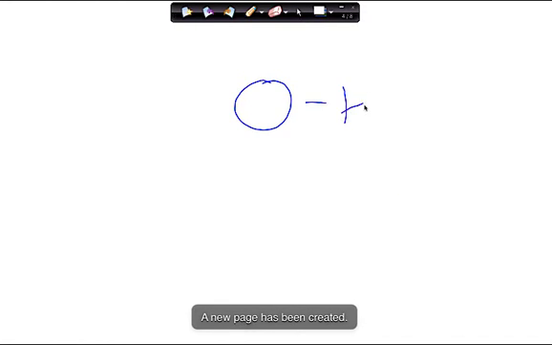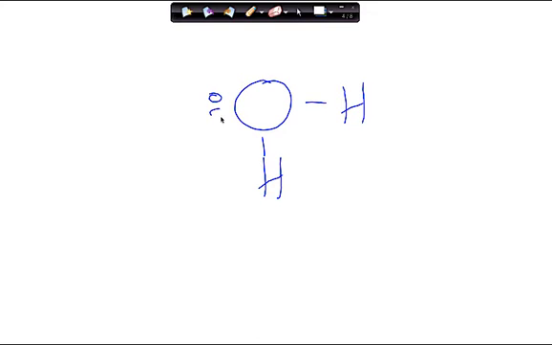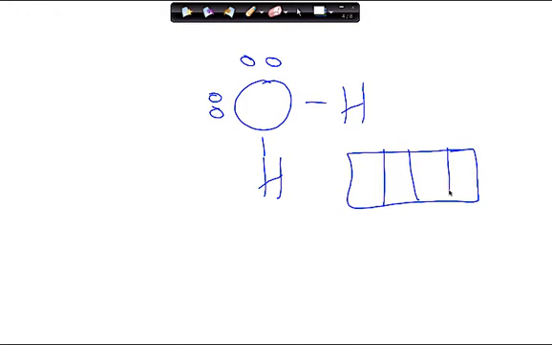Guys, what if we looked at something like water? How many domains? 4. But if we look at the hybrid orbitals, it would go 1, 2, 3, 4. 2 of them are full and 2 of them are available for bonding. So guys, the idea here is that when you're counting domains, what you are actually counting is hybrid orbitals. You get the idea?